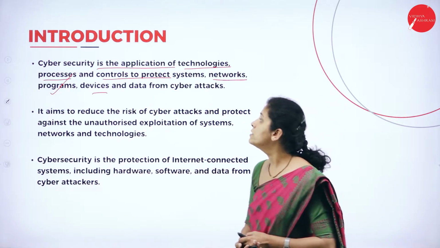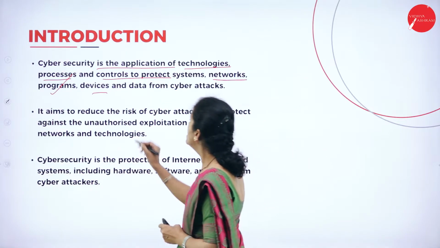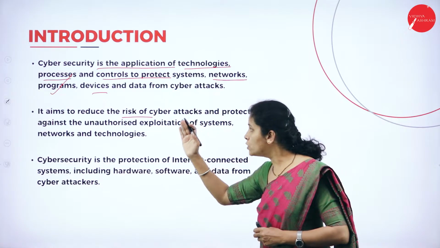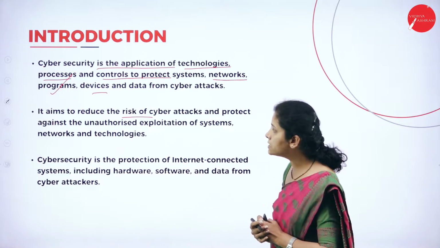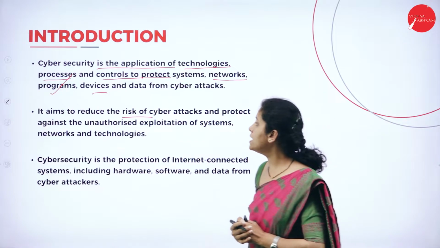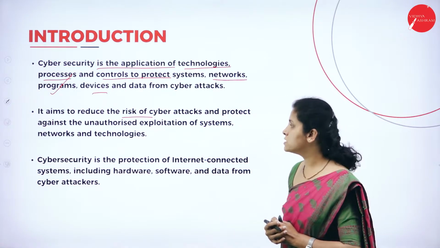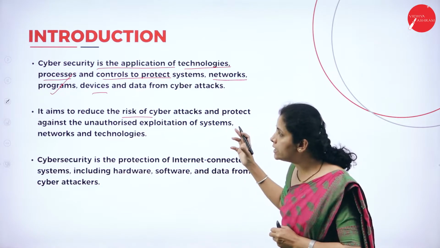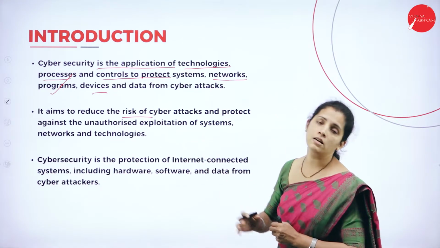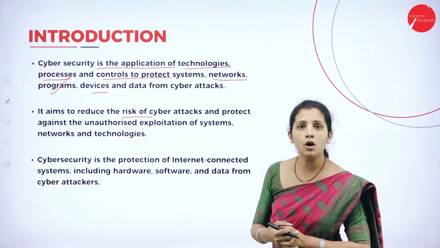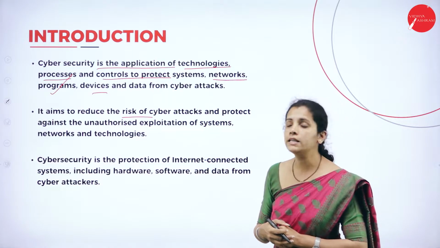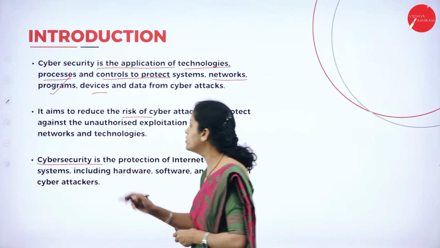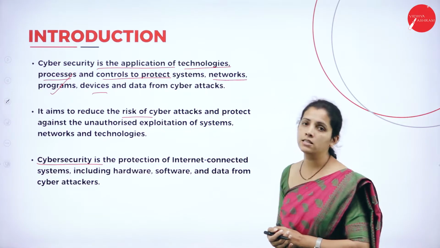Here, the main aim of cyber security is to reduce the risk of cyber attack. Why am I going to use cyber security? In order to reduce the risk of cyber attacks and protect against unauthorized exploitation of system, network and technology. That means I want to protect the systems or network as well as technologies from the unauthorized user or unauthorized access. For that reason, I require cyber security. So here, cyber security is the protection of interconnected system.